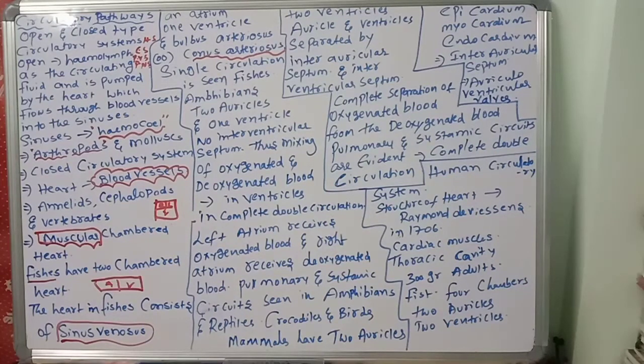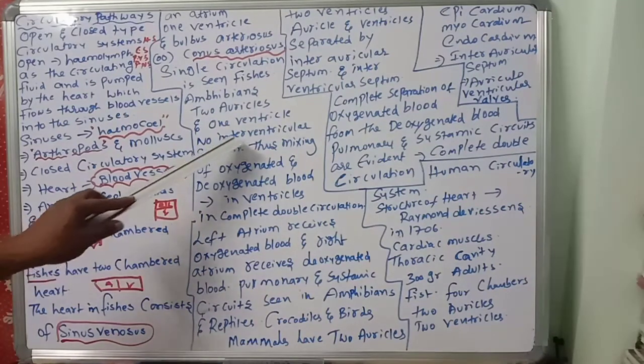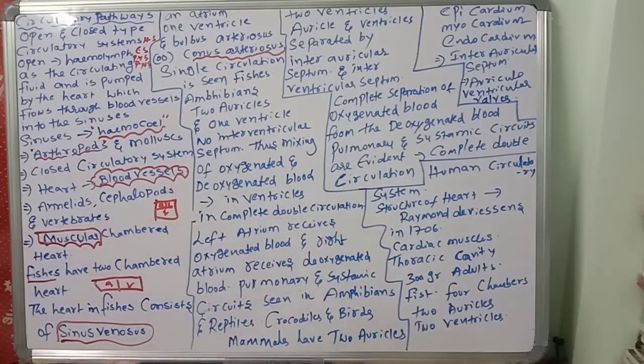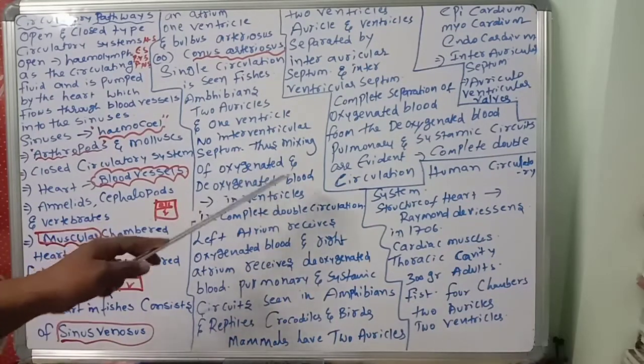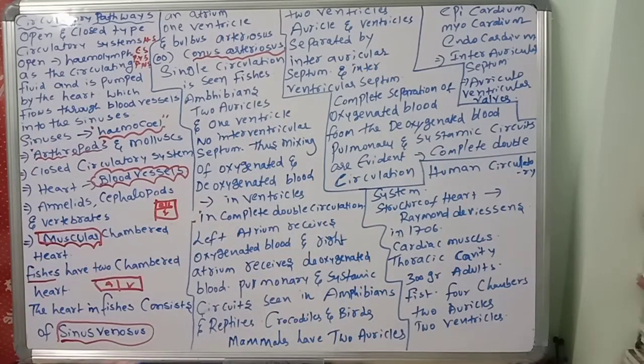The best example for amphibians is the frog. Two auricles, one ventricle, no interventricular septum. That is the reason the mixing of oxygenated and deoxygenated blood in the ventricle is going on. The right auricle has deoxygenated blood and the left auricle has oxygenated blood, and both enter into the single ventricle.